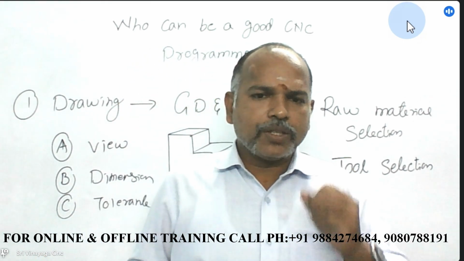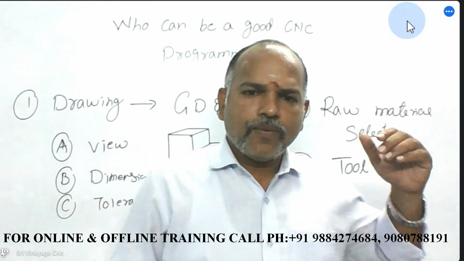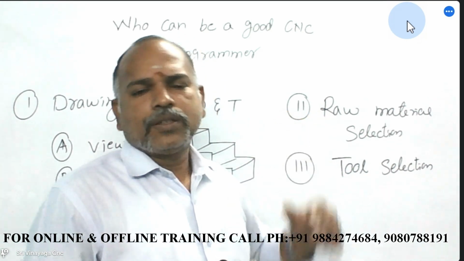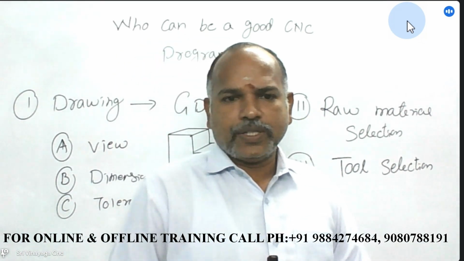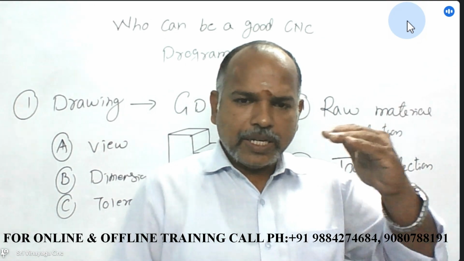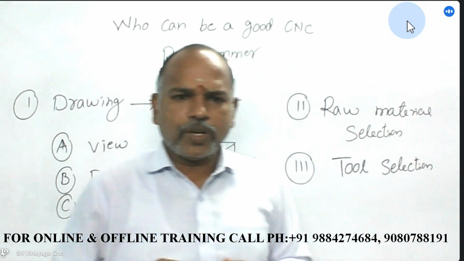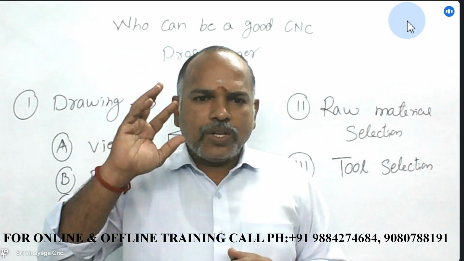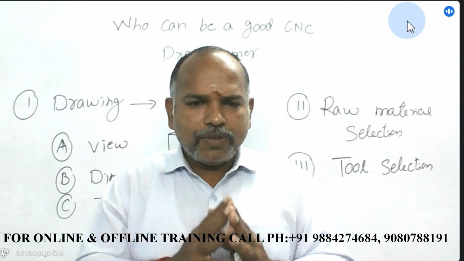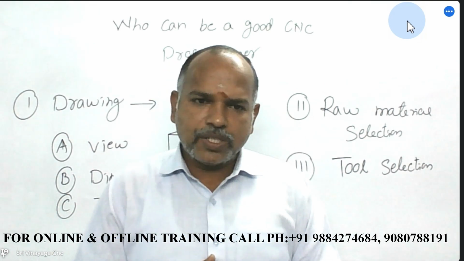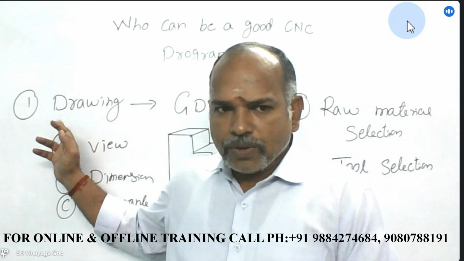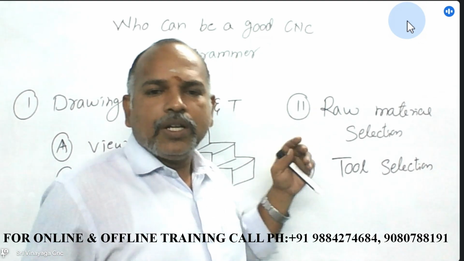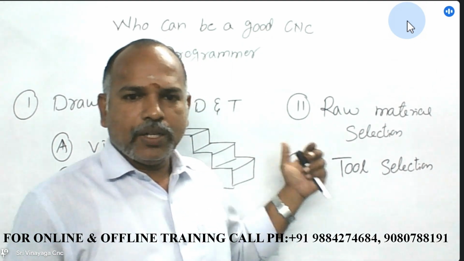This is very, very important. Third level is very, very important. First level drawing, second level raw material selection, and then third level tool selection. Okay, this is level by level. If you want to be a good CNC programmer, there are 7 levels. If you are confident with these 7 levels, you can be a good CNC programmer. First level drawing, second level raw material selection, third level tool selection. Okay, you copy it.